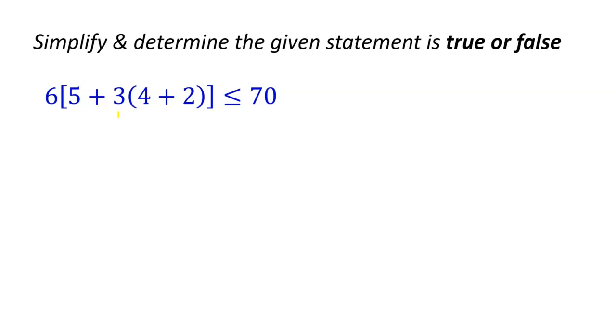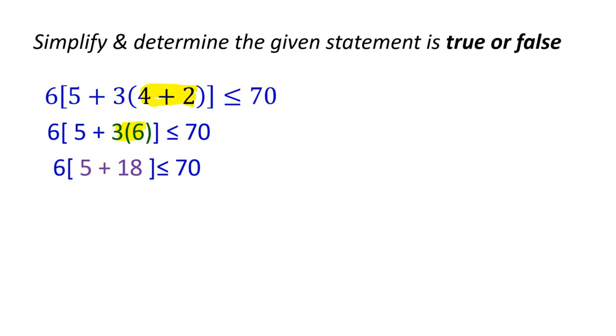Let's look at one more problem to understand. Here I have two different parentheses and I'll begin first with the innermost parentheses. Start by adding inside the innermost parenthesis. In this case, 4 plus 2, that will be 6. We are still inside the parenthesis. We have multiplication and adding. I'm going to multiply first, which is 3 times 6.